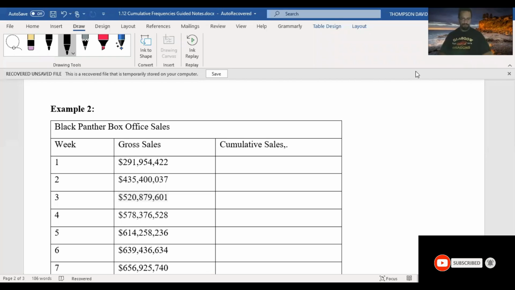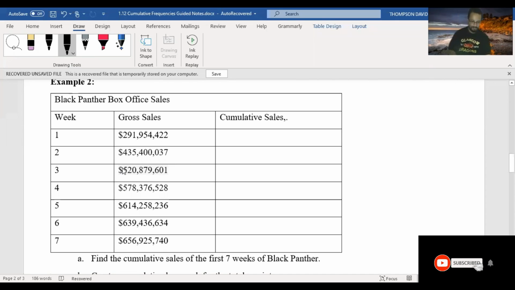Example 2 is about finding box office sales in a cumulative situation. So we're given the movie Black Panther, and these are the actual box office sales for the first 7 weeks. At week 1, Black Panther made $291,954,422. That's in the United States alone. So remember, we just copy it over.